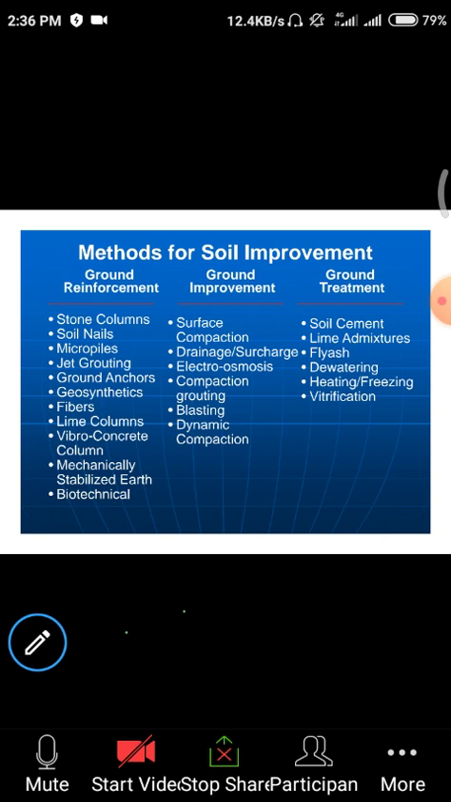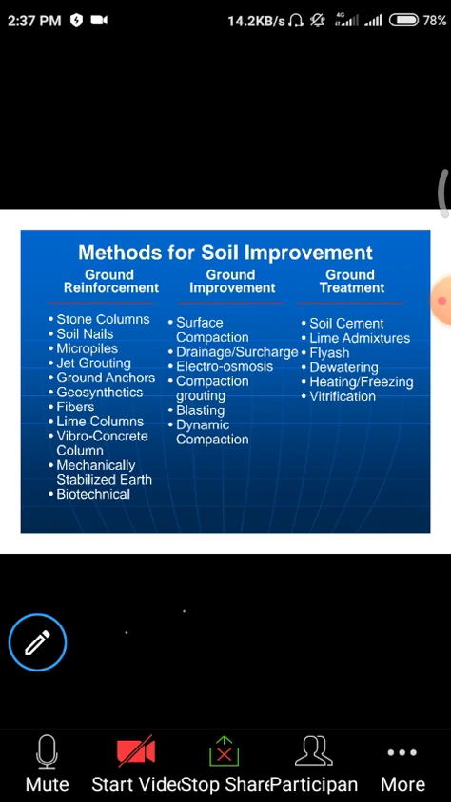Next one, we have heating and freezing. These heating and freezing techniques are normally adopted in cold countries. In cold countries they have a huge amount of snow load acting on a particular area. To control those snow loads and improve the soil parameters, they normally use these freezing and thawing effects to control the land and improve the soil properties for ground treatment.